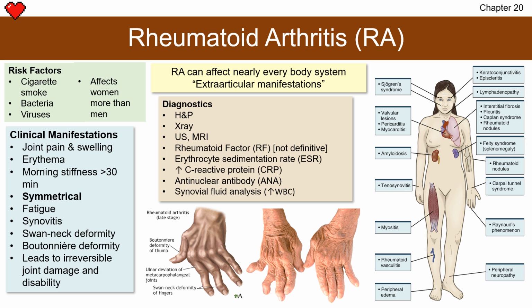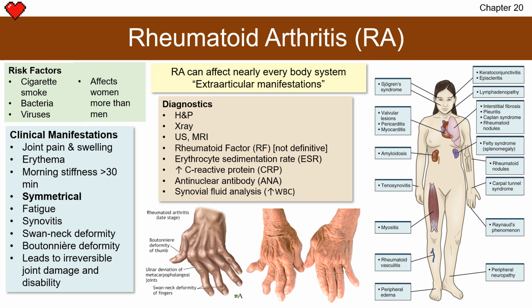And the body will be affected symmetrically because this is systemic. So if you remember with osteoarthritis, it could happen just to one joint on one side. It can be mismatched. Rheumatoid arthritis, it's going to be on everywhere equally. So it's going to be symmetrical. Patient's going to complain of fatigue. There's going to be some inflammation in that synovium lining, synovitis in those joints.